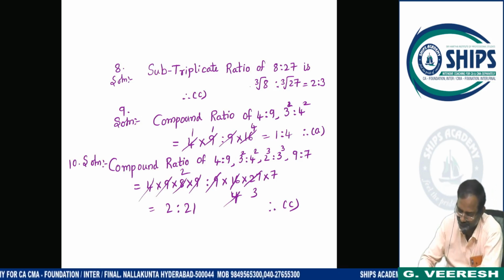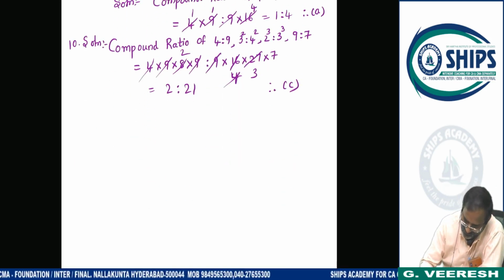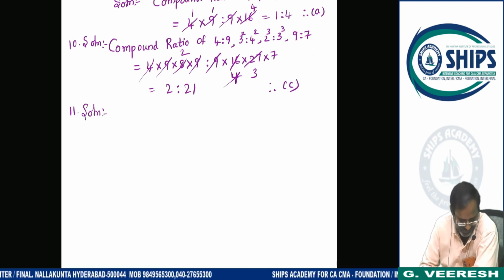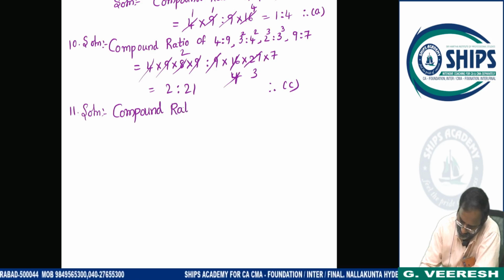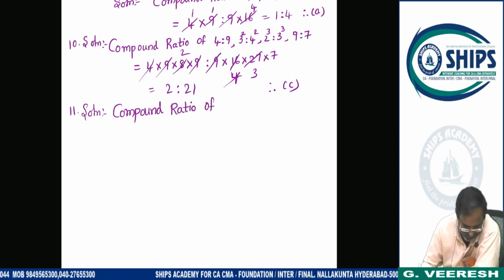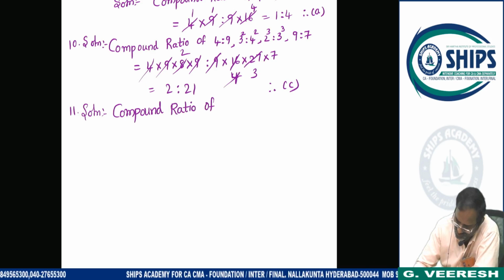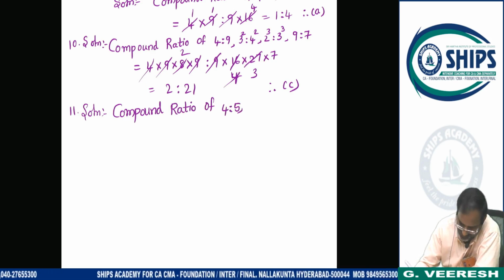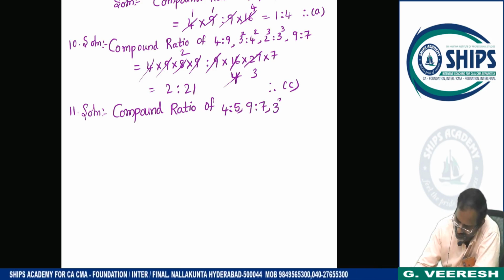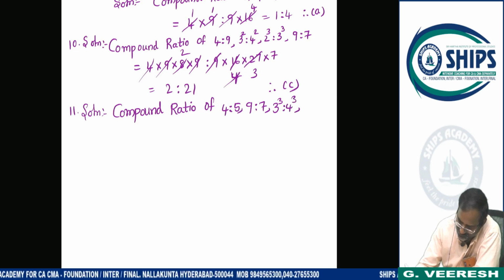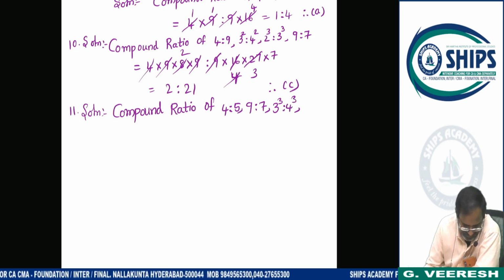Over 10th one. Now 11th one. 11th one again. Compound ratio of 4:5, 9:7, triplicate 3 cube is to 4 cube, and again triplicate.